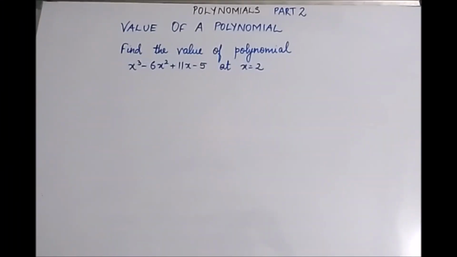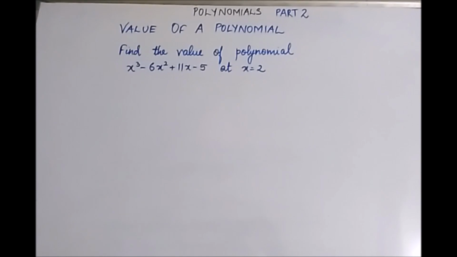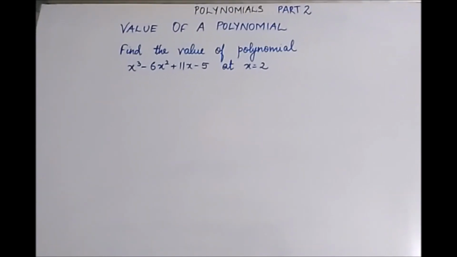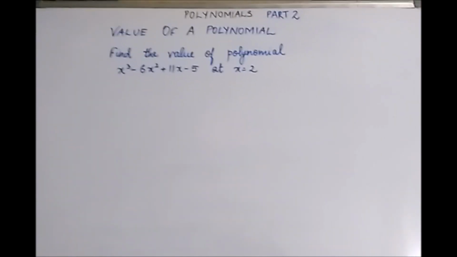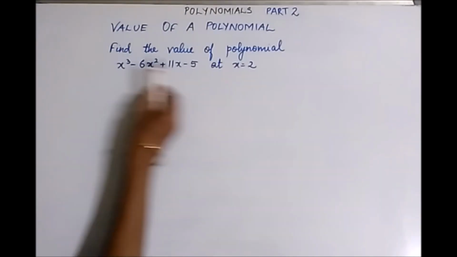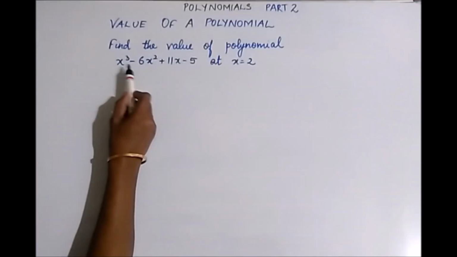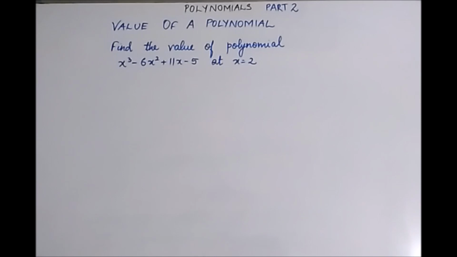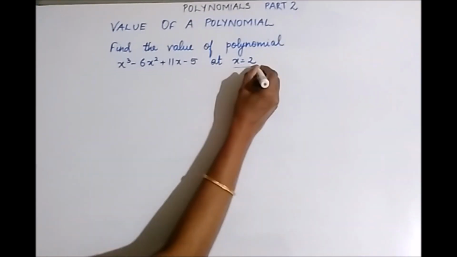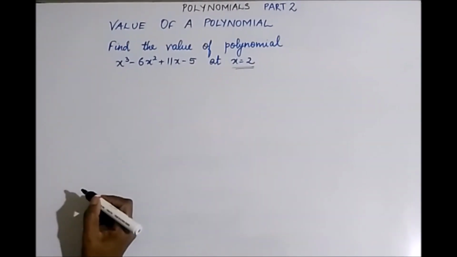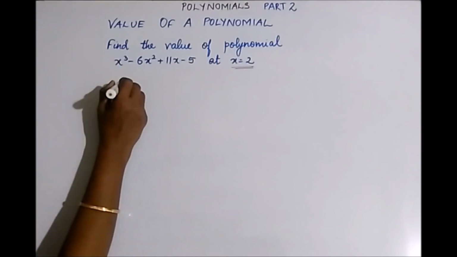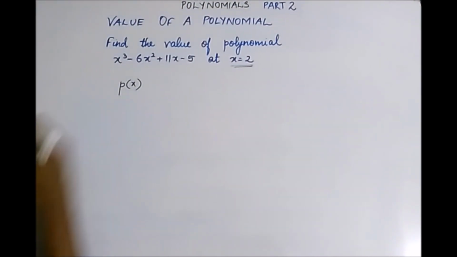The next topic is value of a polynomial. Let us learn how to find a value of a polynomial using example. The question is, find the value of a polynomial x cube minus 6x square plus 11x minus 5 at x equal to 2. Let us denote this polynomial by p of x.